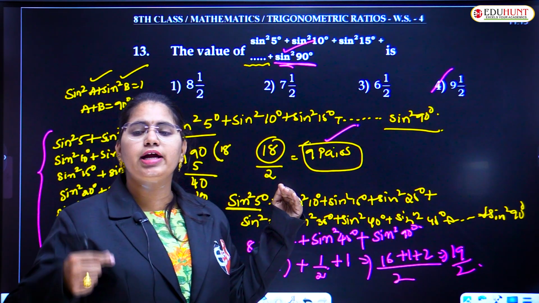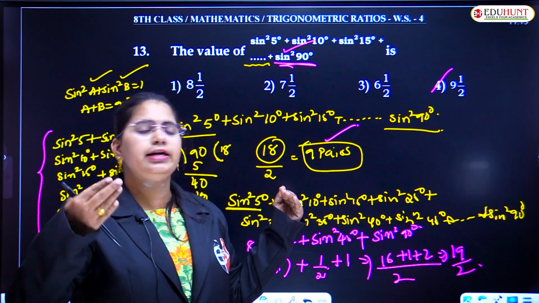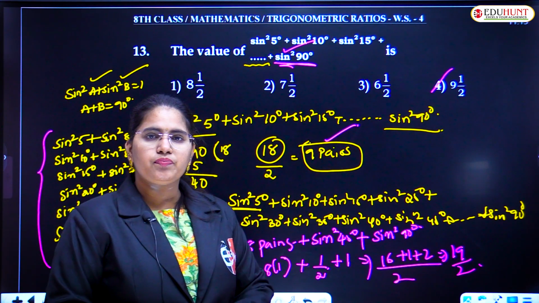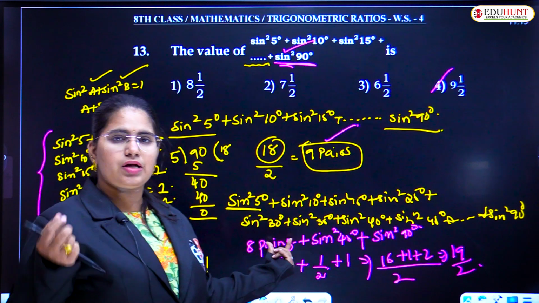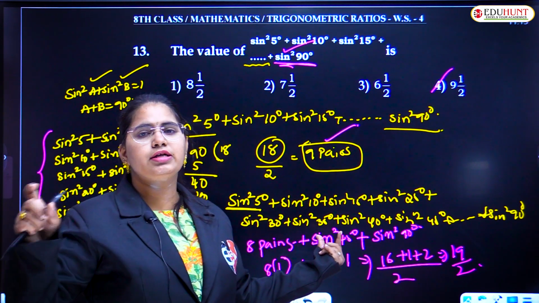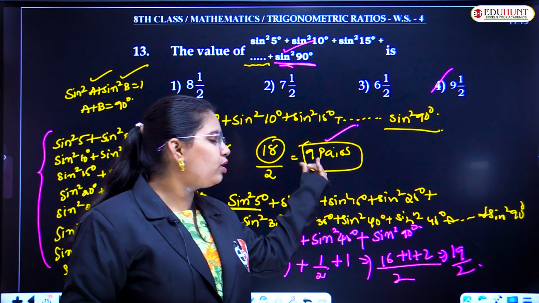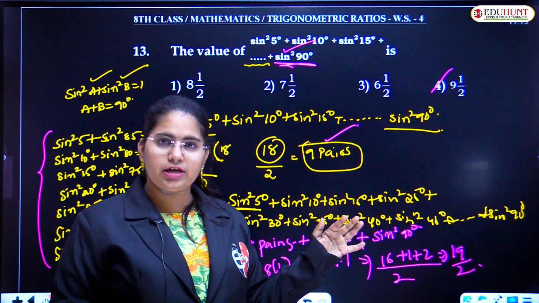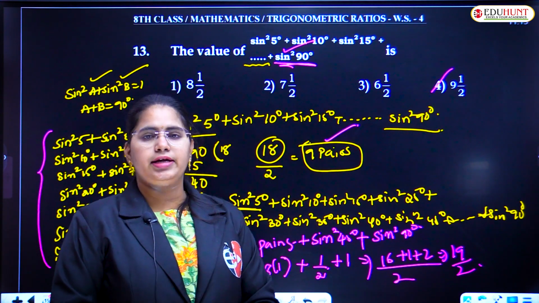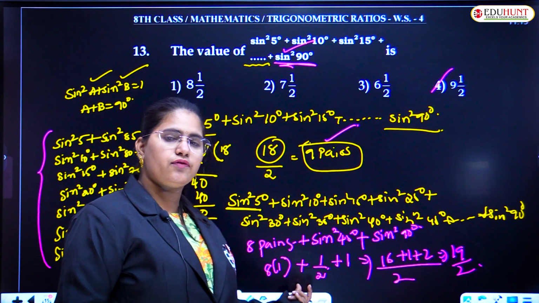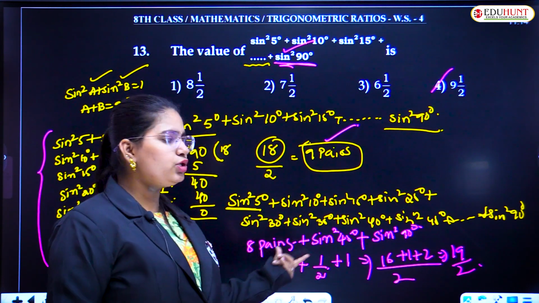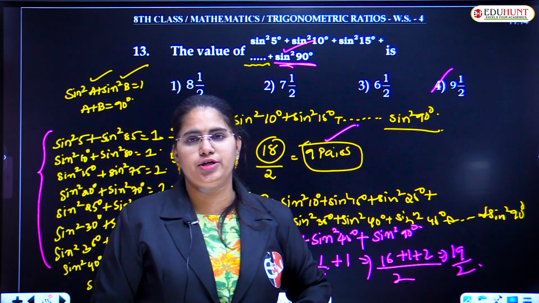18 means you need to get in terms of pairs, right? 18 by 2, I got 9 pairs. So out of 9 pairs, I need to imagine 8 pairs give a resultant of 90 degrees, and one of the pairs is 45 degrees and the other one is 90 degrees. Sin square 90 is 1, sin square 45 is 1 by 2, and 8 into 1 is 8, and the answer is 19 by 2.